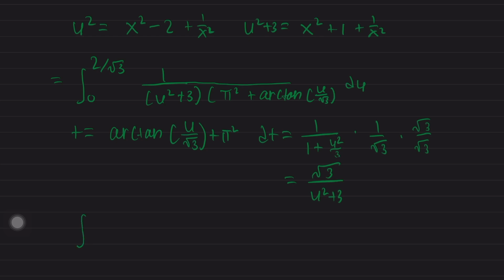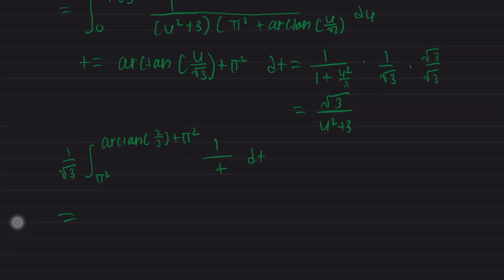So now we have the integral, not from 0 now. We have arctan of u over square root of 3. Arctan of 0 is 0 plus pi squared, so we start at pi squared. To arctan of 2 over root 3, so root 3 times root 3 is 3, plus pi squared. Okay, 1 over t, right? Now we can cross out the u squared plus 3, and we'll be left with 1 over square root of 3 at the beginning, dt.